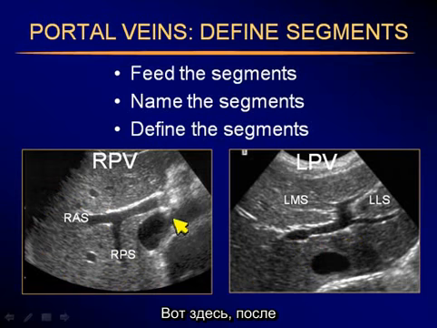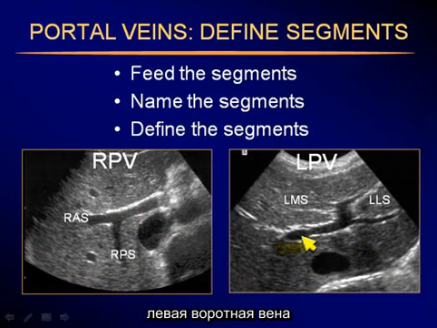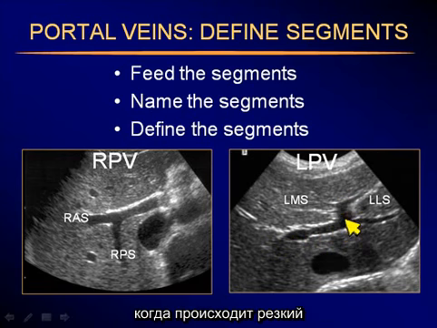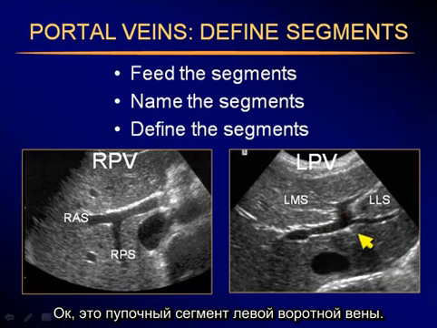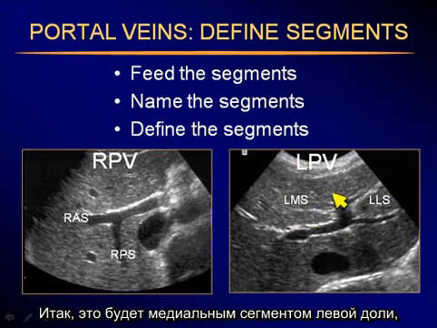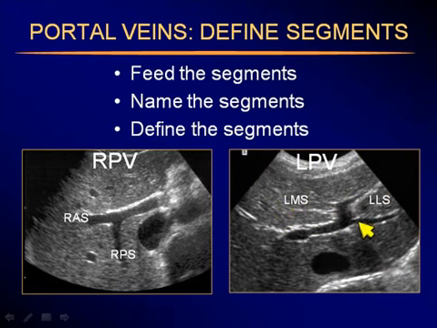Now here, after the vein split, the left portal vein has a longer course. It travels towards the left lobe and suddenly takes an abrupt anterior turn. This is the only part of the portal system that suddenly aims anteriorly. Okay, that's the umbilical segment of the left portal vein, and it sends off lateral branches and medial branches. So this would be the medial segment of the left lobe, and these are lateral segments of the left lobe.